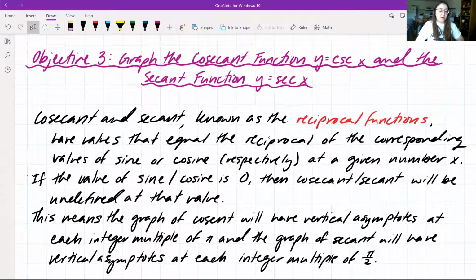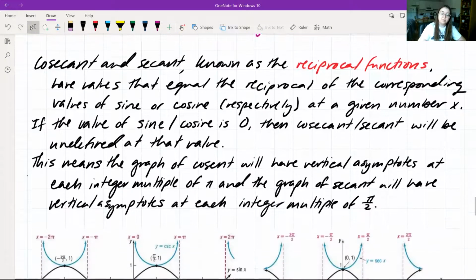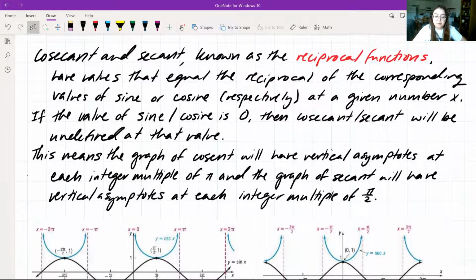All right, so on to objective 3, where we want to graph the cosecant function y is equal to cosecant of x, and the secant function y is equal to secant of x. So cosecant and secant, which are known as the reciprocal functions, have values that equal the reciprocal of the corresponding values of sine and cosine, respectively, because we know that cosecant is the reciprocal of sine and secant is the reciprocal of cosine at a given number x.